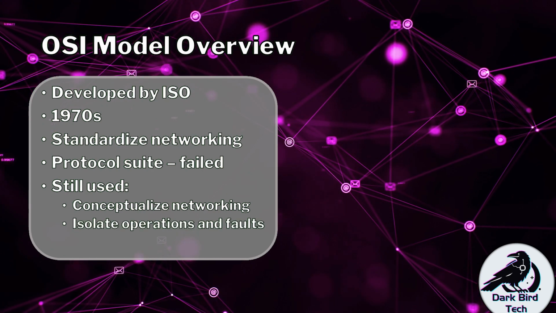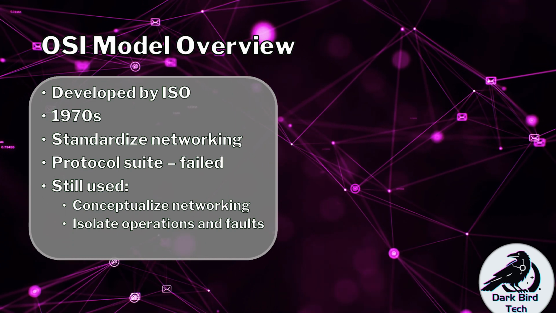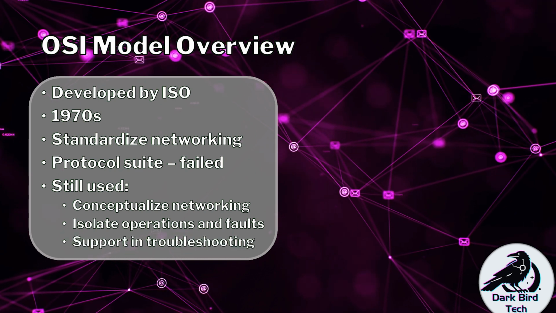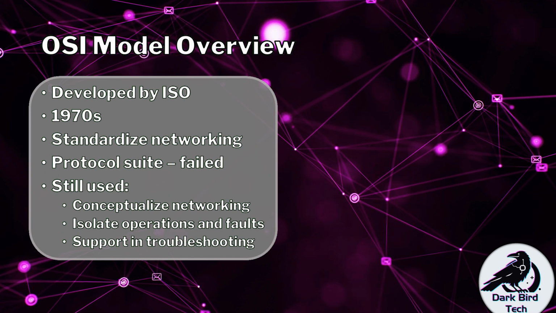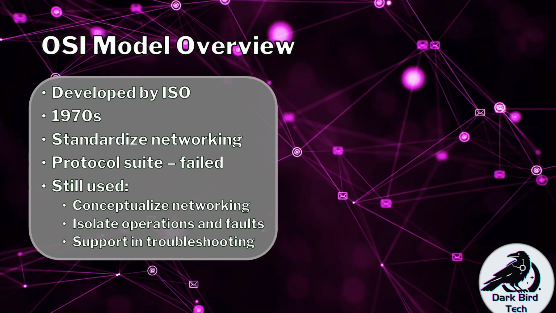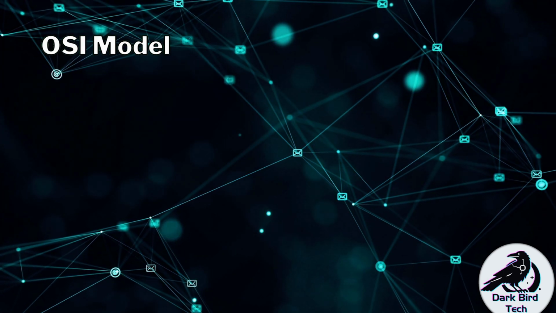What's also quite helpful as well is it helps to isolate the operations and also the faults that can occur in networking, which means it's very, very helpful when it comes to troubleshooting. Personally, I'm a big fan of what we call the bottom-up approach to troubleshooting when using the OSI model. I'll show you what I mean in a moment. First, let's go see what it looks like.